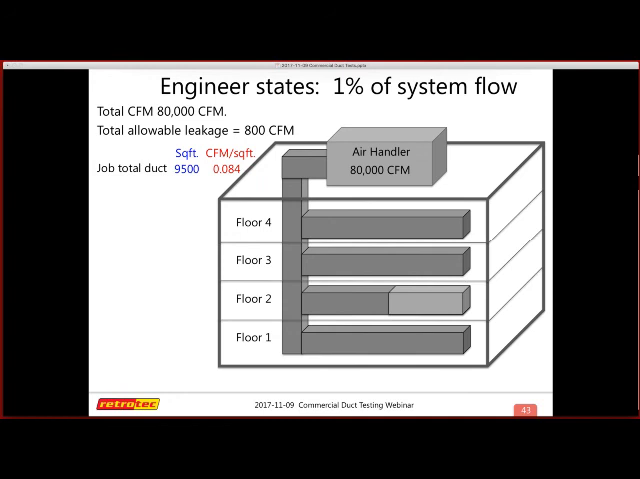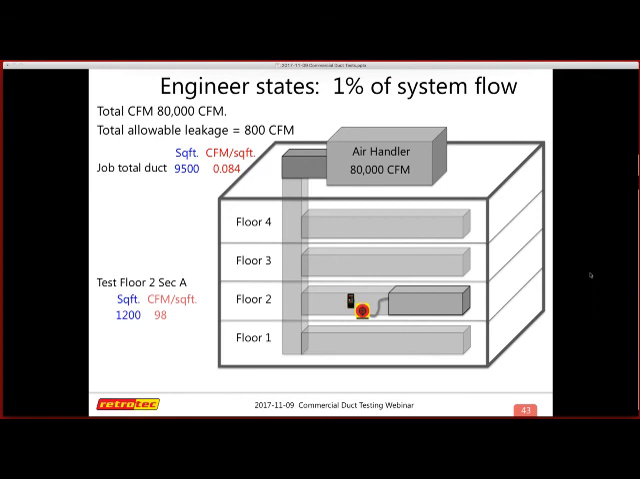Let's go through some of the ways this will play out. If I'm going to test just one section on the second floor, section A, I can say it's 1,200 square feet, and I know what my CFM is that I need to pass. I did my max leakage, and it was at 0.84. So I actually am below that.